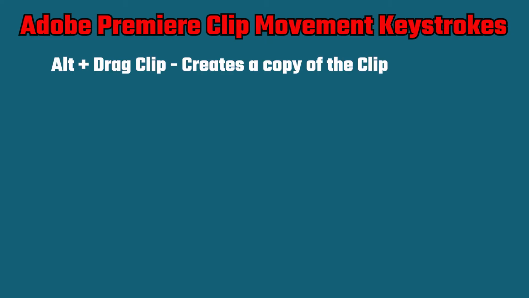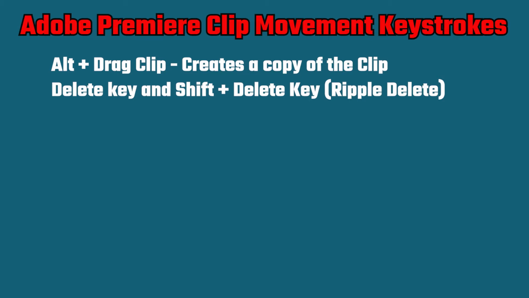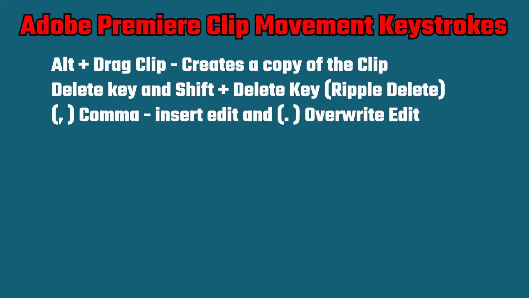In this video, I'm going to go over these Adobe Premiere clip movement keystrokes. Alt plus drag clip creates a copy of the clip. Delete key and the Shift delete key ripple delete. The comma key insert edit and the period key overwrite edit.